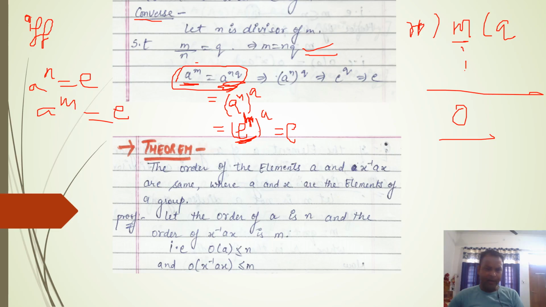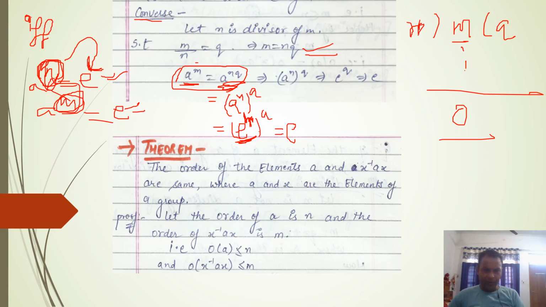And we cannot have a power less than the order for an element that gives identity, because order is the least power for an element that gives identity. So in this case, if both statements are true, then this m will be completely divisible by this n.